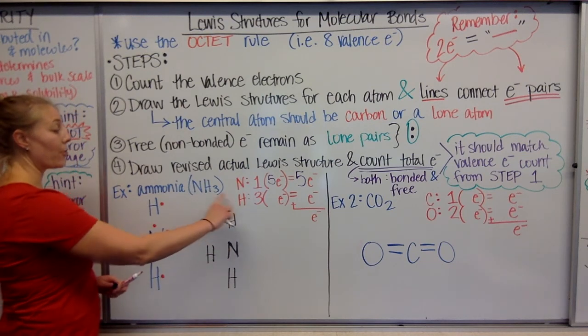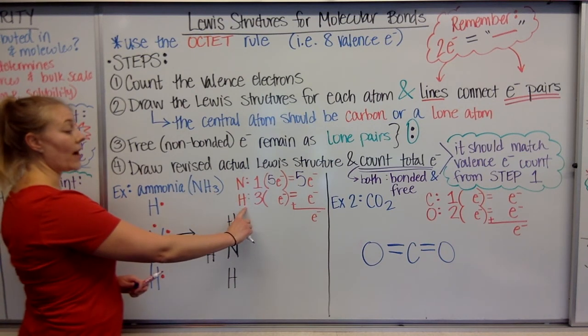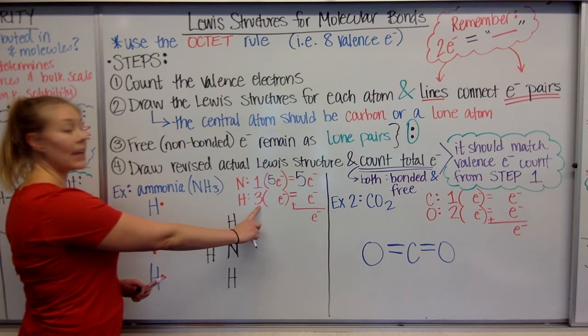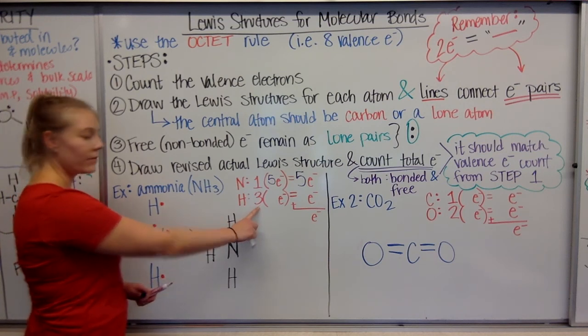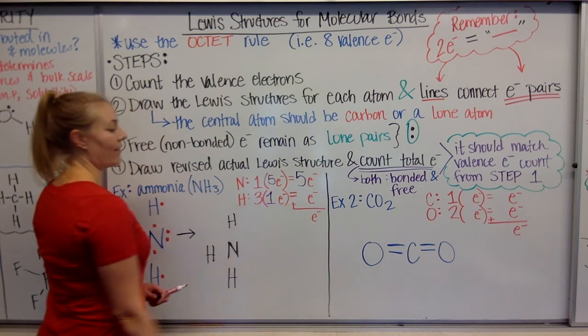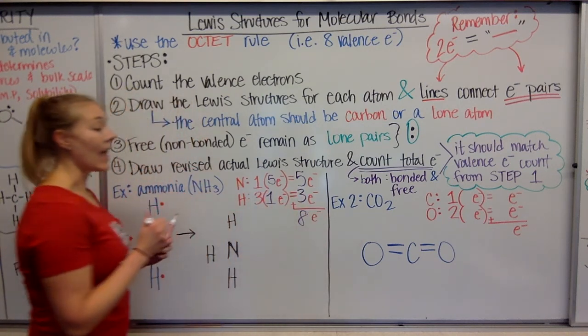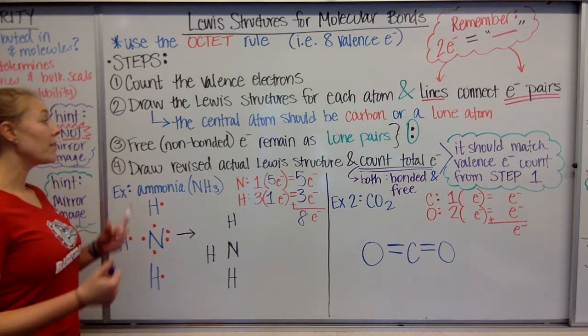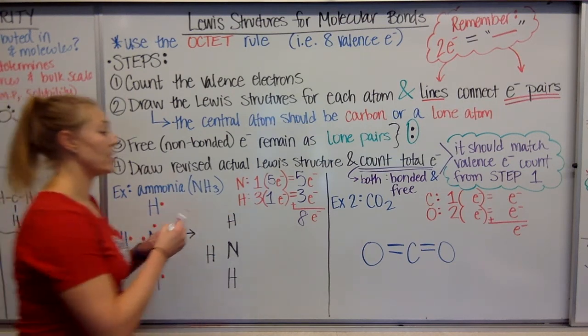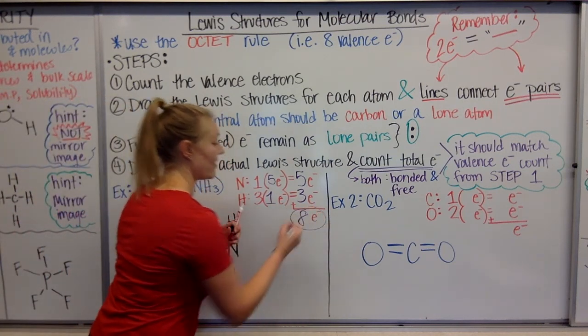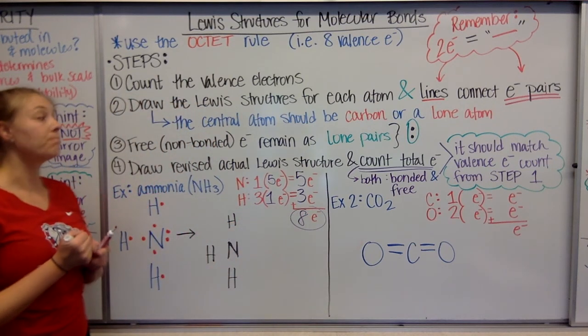We have 3 hydrogens, right? H3. So hydrogen, I have 3 of them, and each hydrogen is in group 1, right? So 1 valence electron, 3 times 1 gives you 3, for a total of 8 valence electrons, okay? So now we have our count. This is the number of valence electrons we need to show in our Lewis structure.